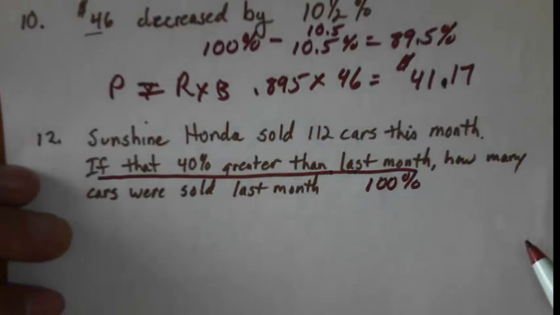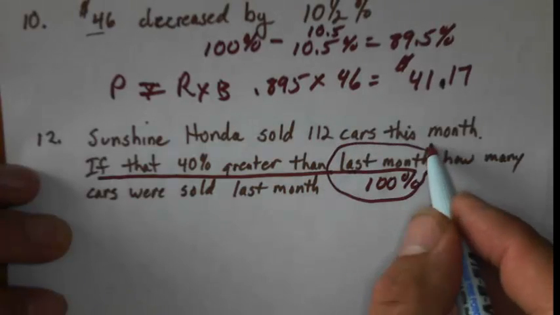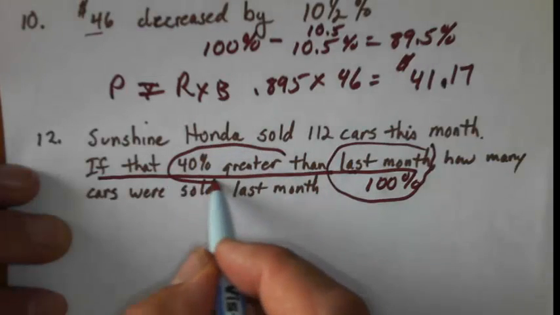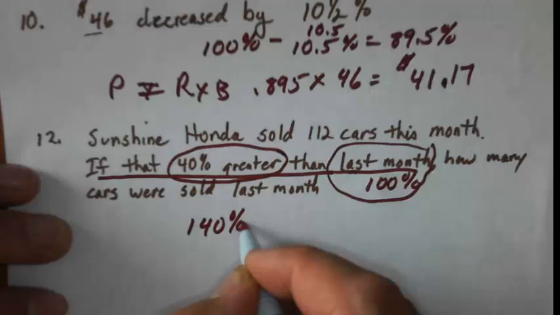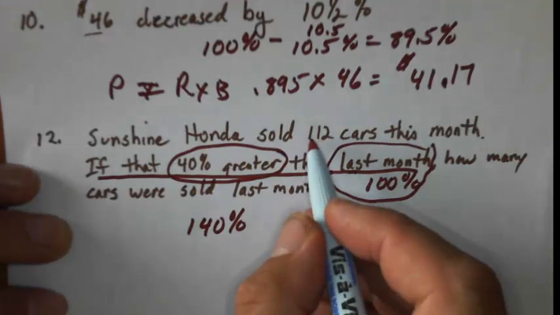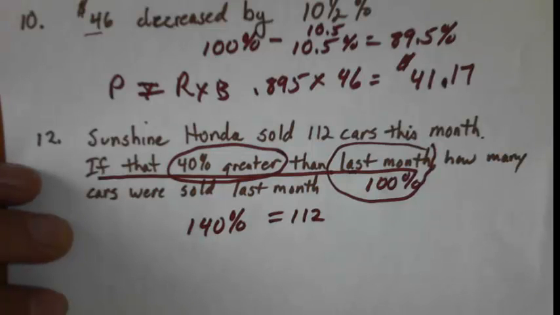They don't give you a lot of information in the problem, so you have to kind of figure out what you need in order to solve the problem. So you have last month's, which is the 100%. You have the 40% greater, so that's going to give us a 140%, and that's going to equal that 112. So how do we set that up into a problem?